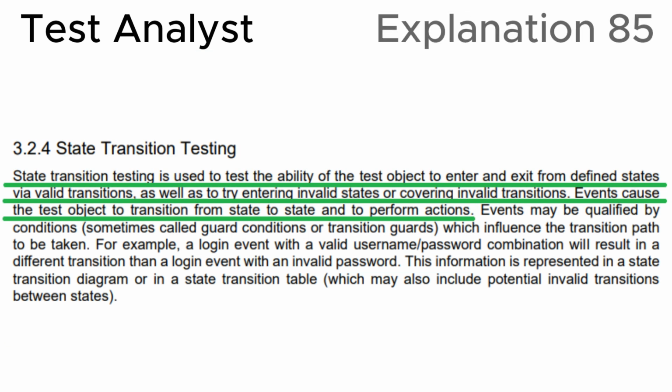Explanation. Let's look at section 3.2.4 State Transition Testing in the ISTQB syllabus, where we can see that state transition testing is used to test the ability of the test object to enter and exit from defined states via valid transitions, as well as to try entering invalid states or covering invalid transitions. Events cause the test object to transition from state to state and to perform actions. This is consistent with our solution and the correct answer B.